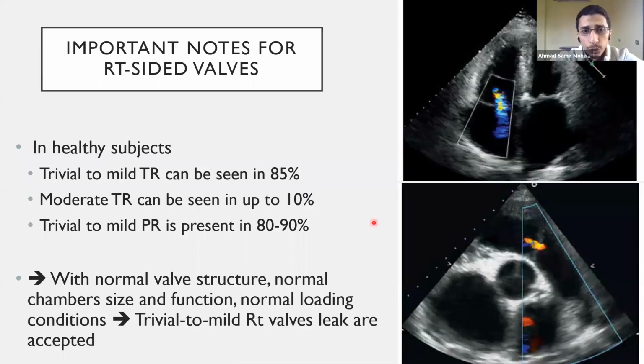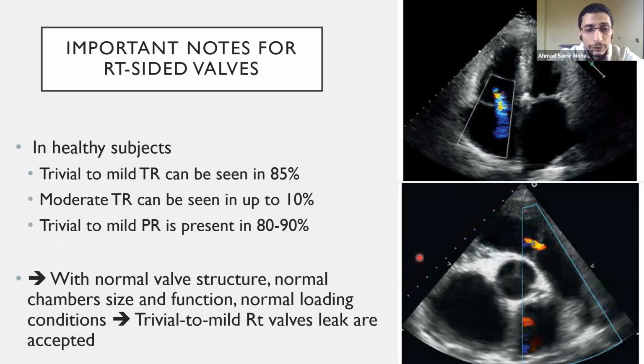The important notes that we need to report before we finish our lecture, for the right-sided valves, is that trivial to mild tricuspid regurgitation is seen in 85% of healthy subjects. Moderate tricuspid regurgitation can even be seen in up to 10%, or in some literature, 15%. Trivial to mild pulmonary regurgitation is normally present in 80 to 90% of normal subjects.